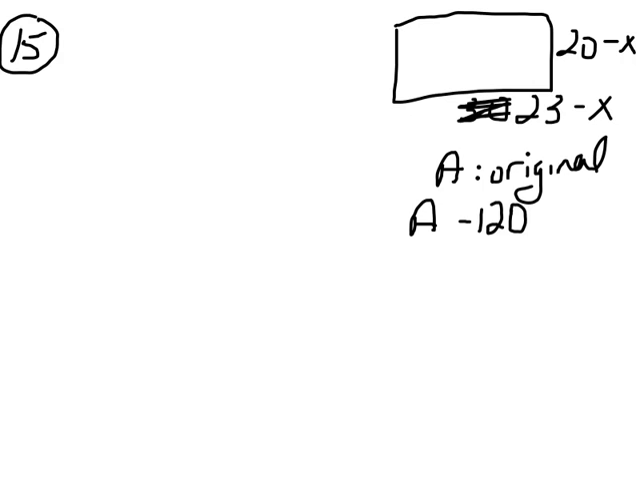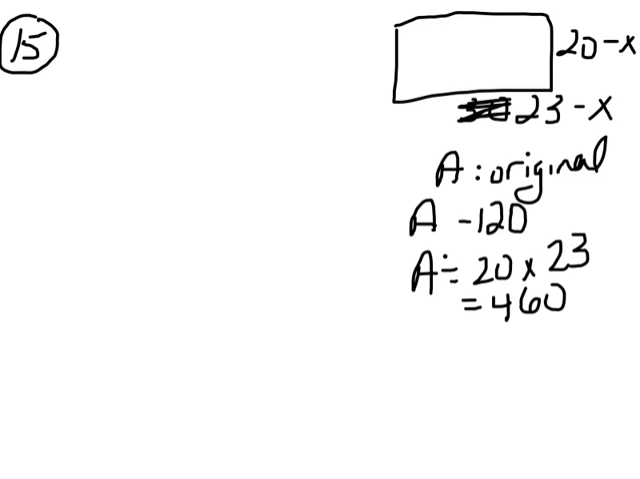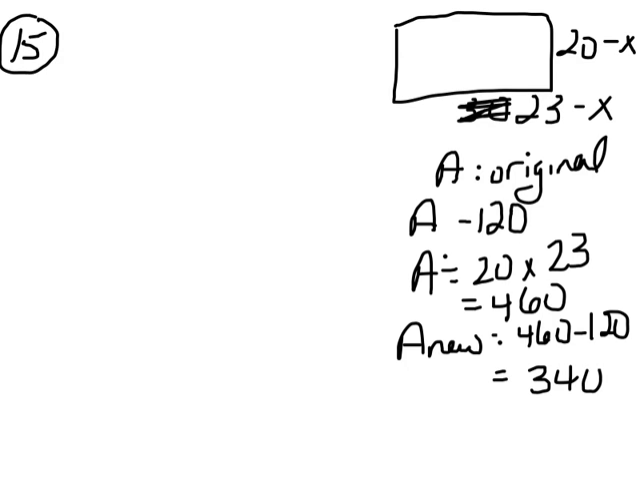Okay, so if you think about it, we can find that original area. Area is just equal to length times width, so we had 20 times 23. That would be 460, right? So our new area was decreased. I'll put area new. It's just decreased by 120, so we're just going to subtract 120 from it. That would give us an area of 340.